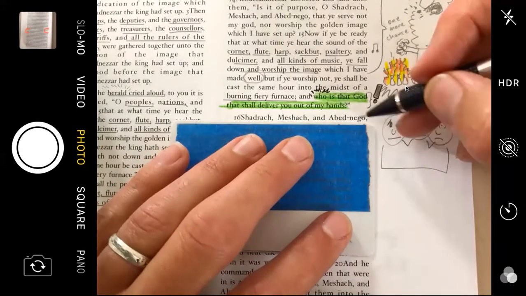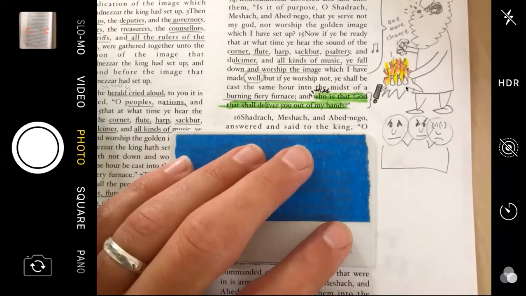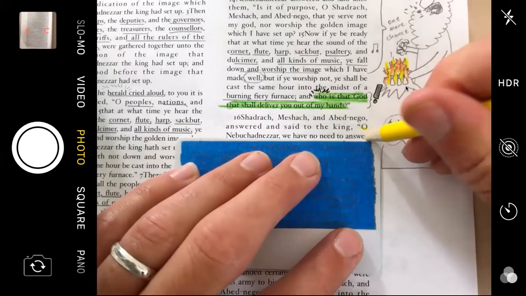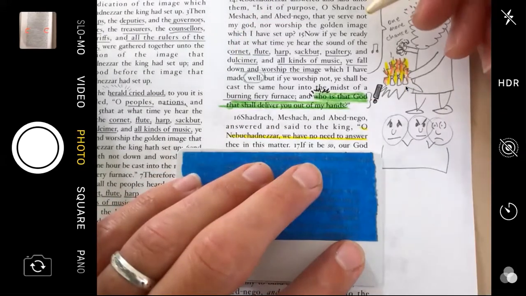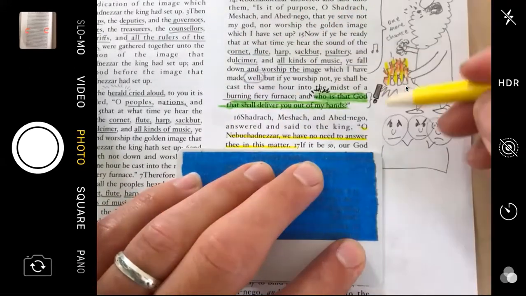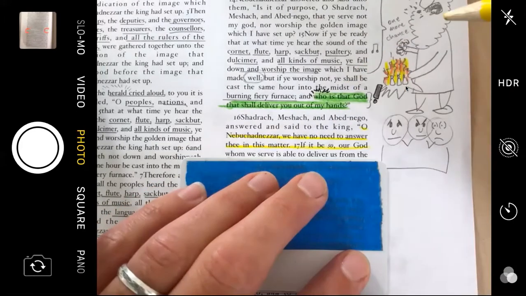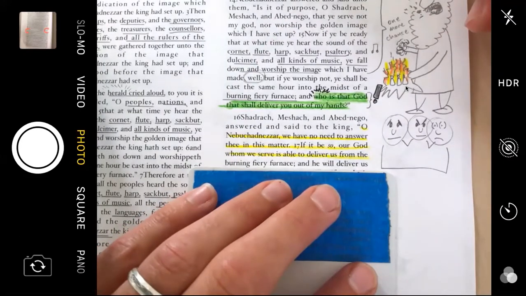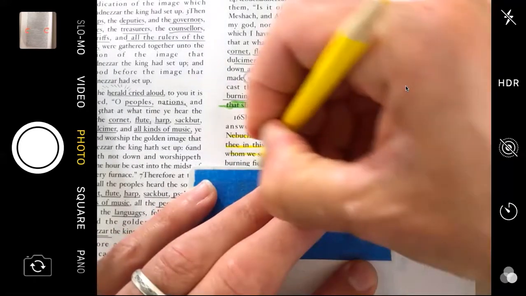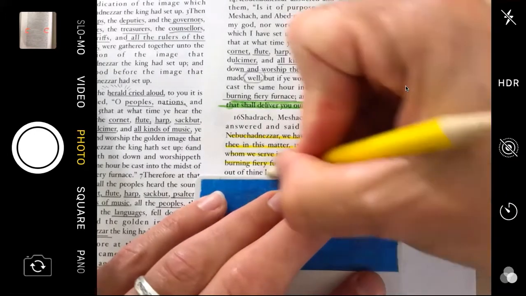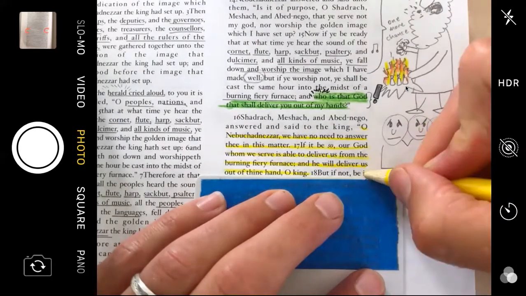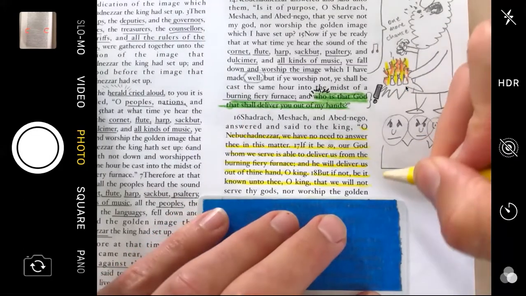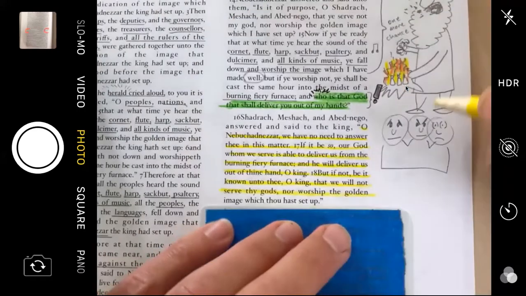All right, let's see. Shadrach, Meshach, and Abednego answered and said, oh, I'm going to put this in yellow. It's good stuff. Nebuchadnezzar, we have no need to answer you in this matter. If it be so, our God, whom we serve, is able to deliver us from the burning fiery furnace, and he will deliver us out of your hand, O king. But if not, be it known unto you, O king, that we will not serve your gods nor worship your golden image that you have set up.